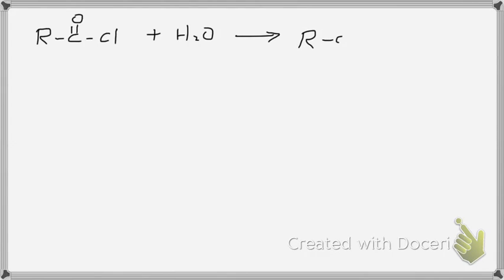So now I'm going to use hydrolysis of acyl chloride to illustrate the mechanism of nucleophilic acyl substitution one more time. Hydrolysis of acyl chloride will give carboxylic acid. So when acyl chloride reacts with water, carboxylic acid is formed and HCl is the byproduct.